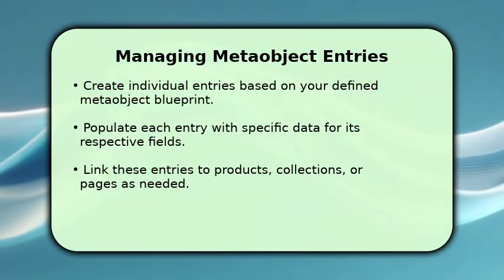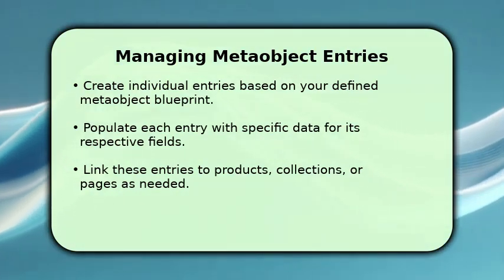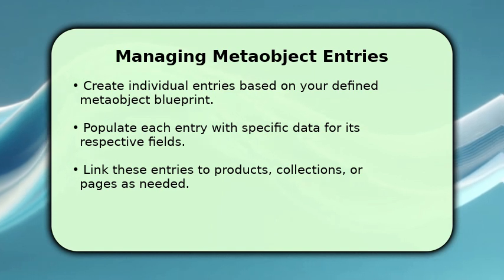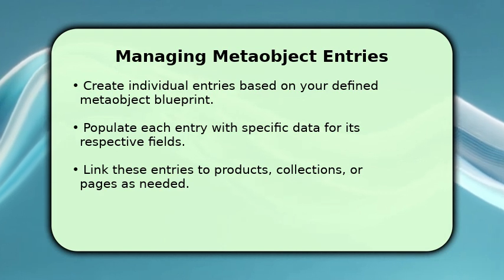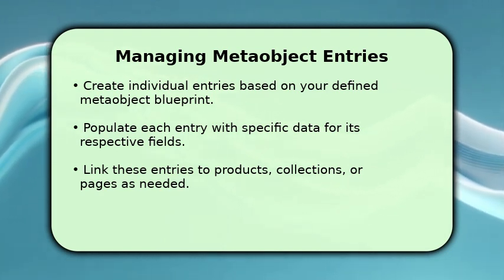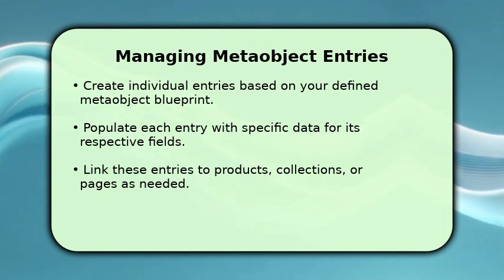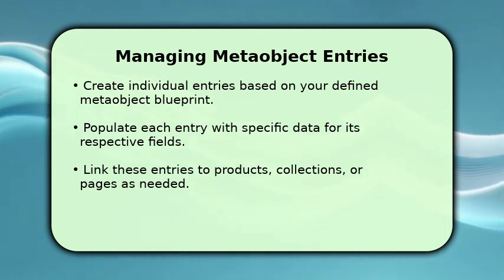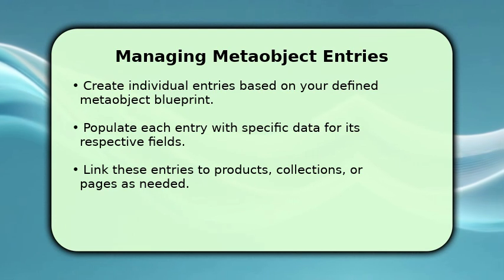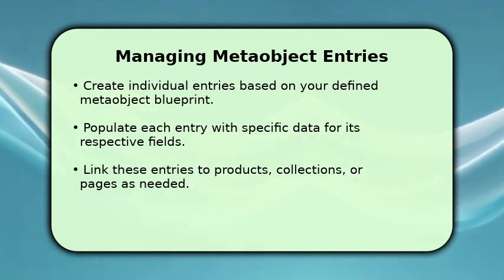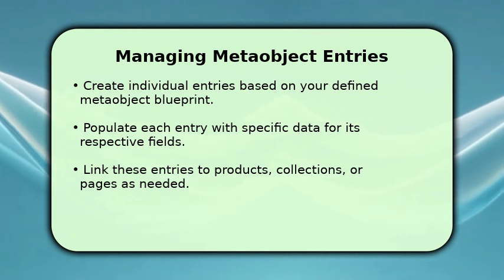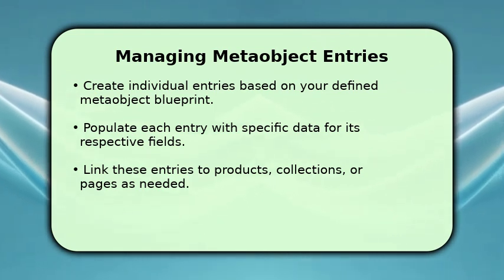Once your definition is ready, you can start creating individual metaobject entries. Each entry is an instance of your definition, holding specific data. For example, if you have a team member metaobject, each entry would be a different team member. You'll populate the fields you defined, then link these entries to relevant parts of your store, such as a product, a collection, or even a specific page, making your content highly organized.